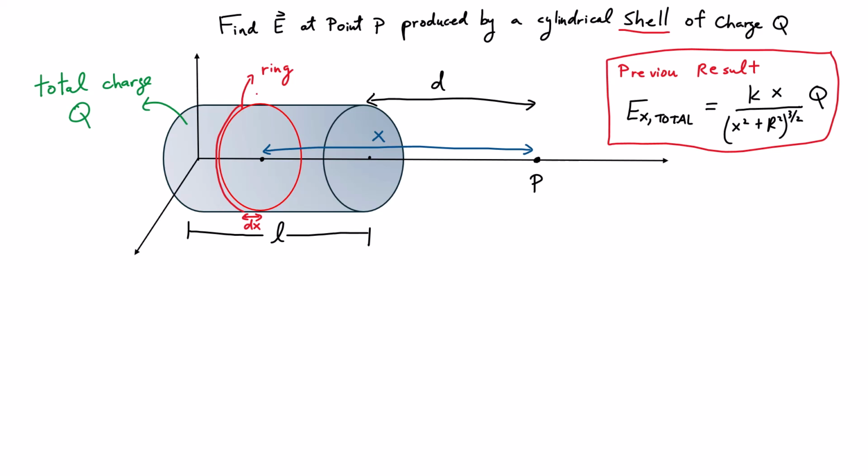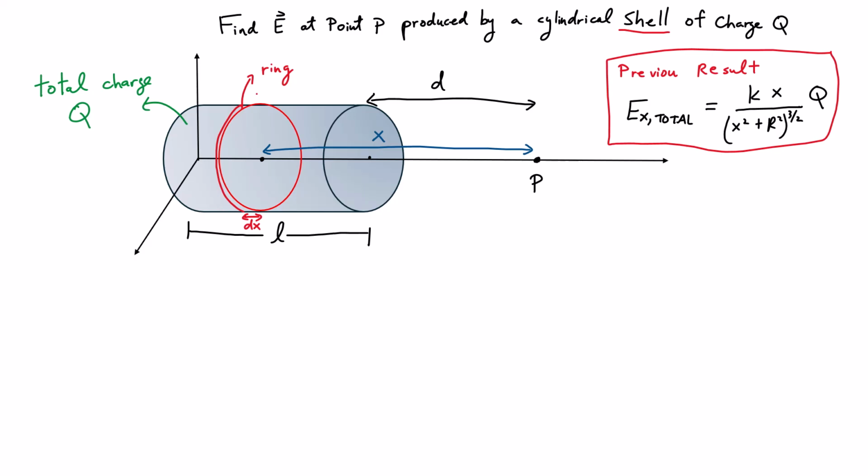Each ring has a width here called dx. And how would you apply now our previous result in order to find the total field produced by the shell? Again, the shell is simply made up of a whole series of rings. However, each ring now produces a different field because its distance, this distance x, is going to be different for each ring. So we're still going to have to perform an integral. However, we could still use this result because it's going to help us simplify that calculation.